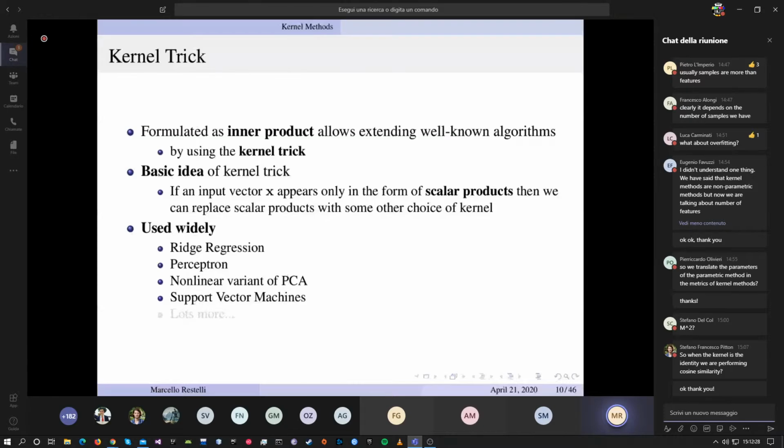But this can also be applied for having a nonlinear version of the PCA that is called kernelized PCA. But we will also see this when we see the Gaussian processes. We will see that the Gaussian processes are the kernel version of the Bayesian linear regression approach that we have seen. So there is a lot of connection between the parametric world and the kernel world.